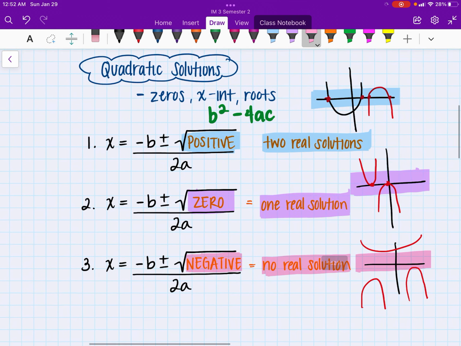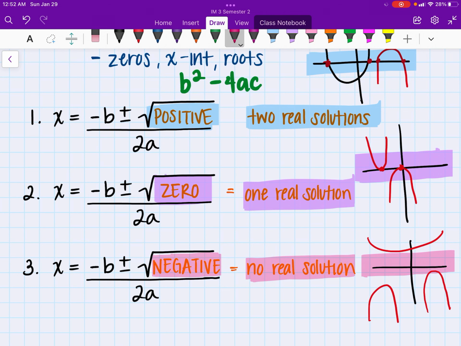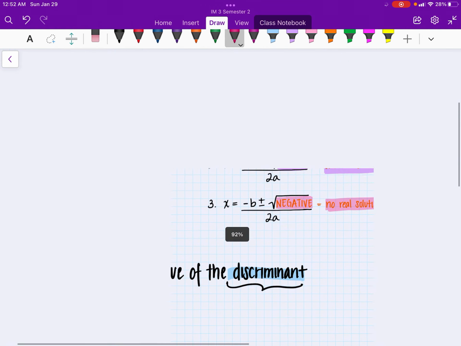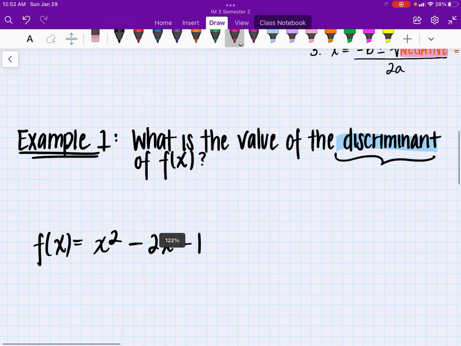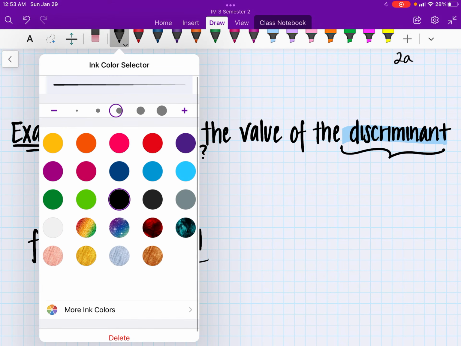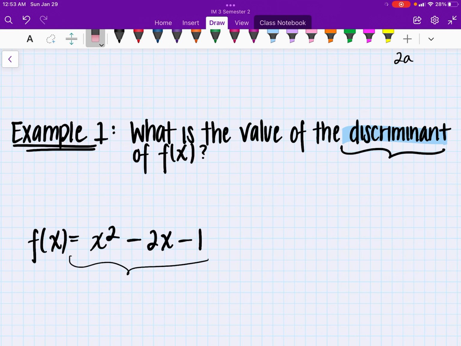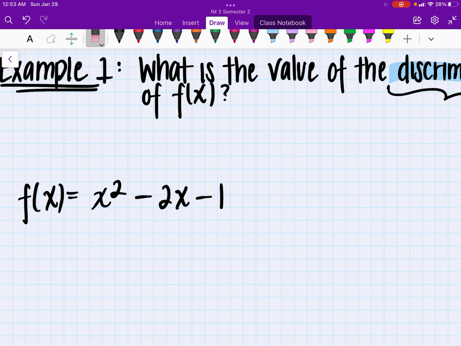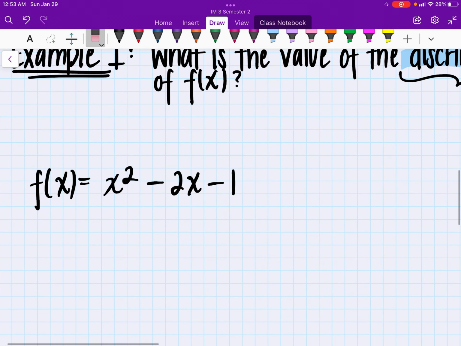So let's go ahead and practice, guys. We are going to be finding the values of the discriminant, and then we're going to determine the number of solutions. Starting off, I want to take a look at this one. Example number 1, it says, what is the value of the discriminant of f of x? And we have our equation of x squared minus 2x minus 1. Now, I want to find the value of the discriminant, which means we have to use the formula of b squared minus 4ac.